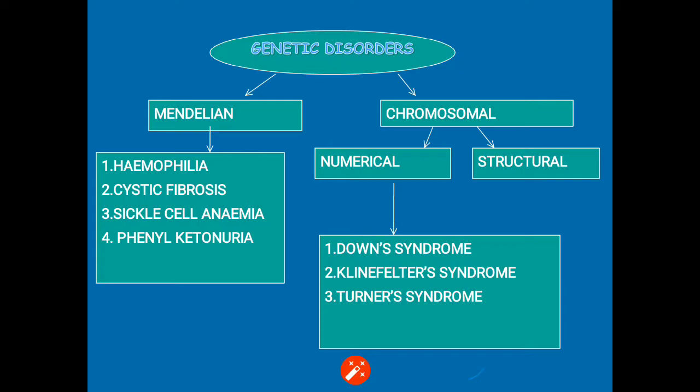The Mendelian disorders are hemophilia, cystic fibrosis, sickle cell anemia, and phenylketonuria. And the examples of numerical chromosomal disorders are Down syndrome, Klinefelter syndrome, and Turner syndrome.